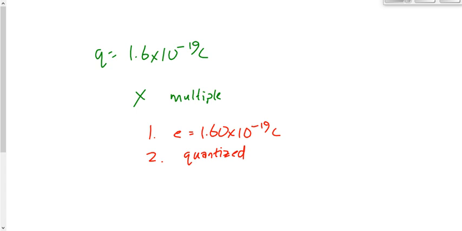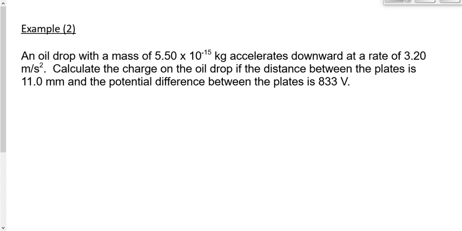All right, let's do a question like this now. This is example number 2. We are missing a piece of data in example number 2 before we start. This question should have said that the electric field points downward. Now, let's look at the rest of the question. It says an oil drop with this mass, 5.5 times 10 negative 15, accelerates downward at a rate of 3.2 meters per second squared. I'm going to draw attention to this because the fact that it accelerates downward makes this a negative value. You don't want to miss that. Calculate the charge in the oil drop when the distance between the plates is 11 millimeters, which we want to convert to meters, and the potential difference between the plates is 833 volts.